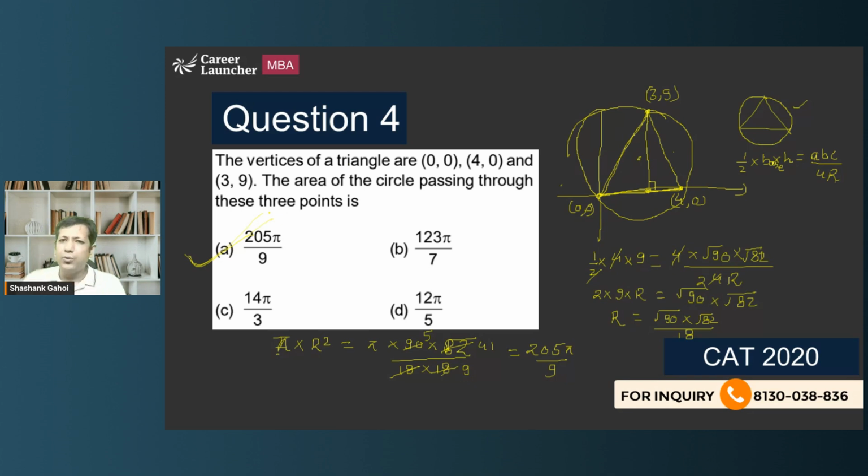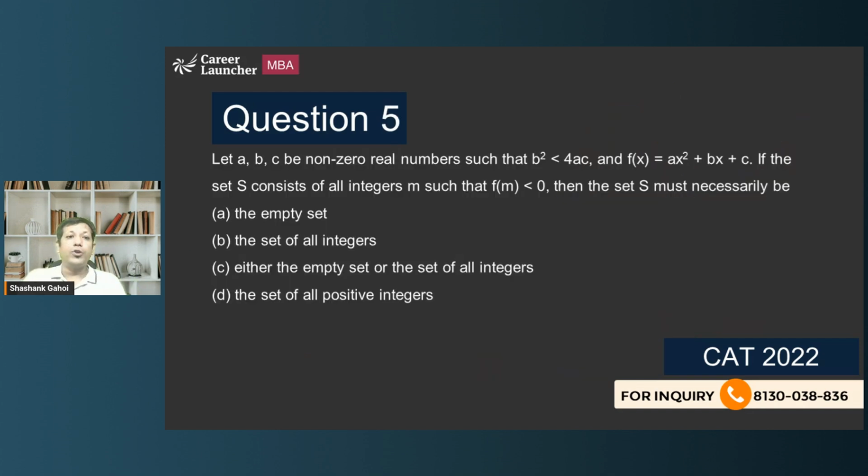You don't need to know the equation of circle, that it is x square plus y square is equal to r square, or x minus a whole square plus y minus b whole square is equal to r square. So those kind of equations, if you know, it's good. If you don't know, it's perfectly fine. Even without that, you can get the answer. Now let's move on to the next question.